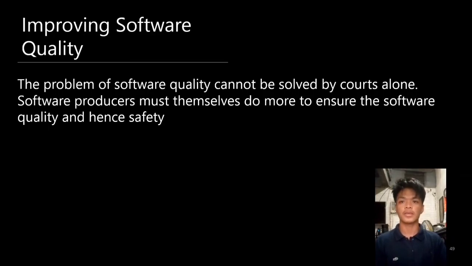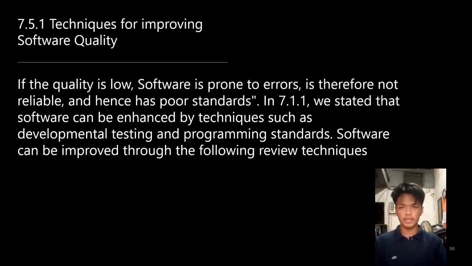Improving software quality. The problem of software quality cannot be solved by courts alone. The software producers must themselves do more to ensure software quality and hence safety. Techniques for improving software quality. If the quality is low, software is prone to errors, is therefore not reliable, and hence has poor standards. In 7.1.1, we stated that software quality can be enhanced by techniques such as developmental testing and programming standards. Software quality can be improved through the following review techniques.